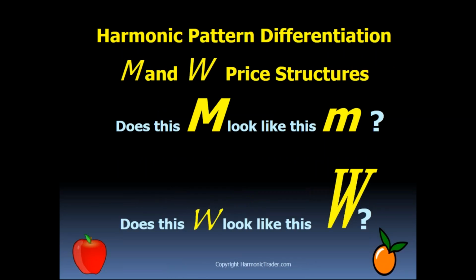The problem is we need to differentiate what these look like. Now, we can have two M structures or two W structures, but when we're looking at price charts, these formations are not the same. It's as if we're comparing apples to oranges.